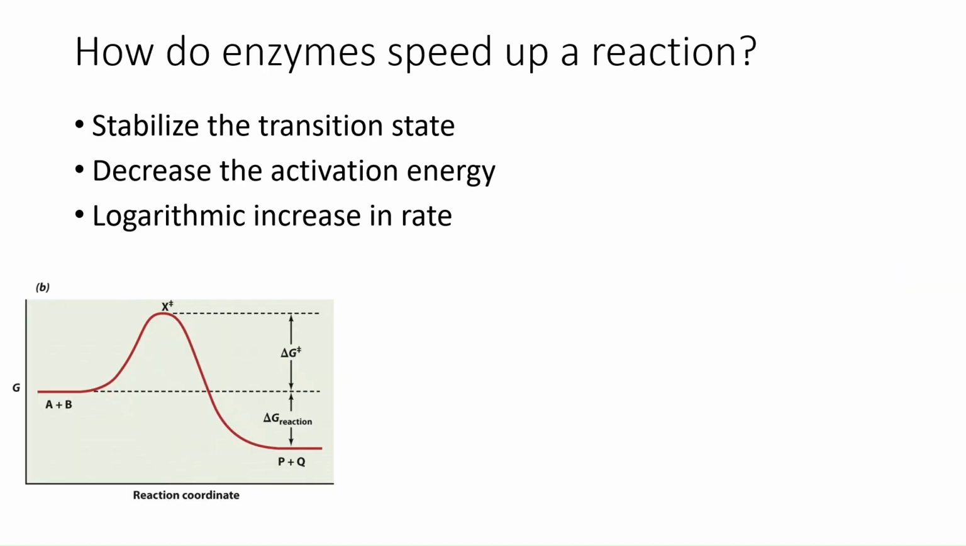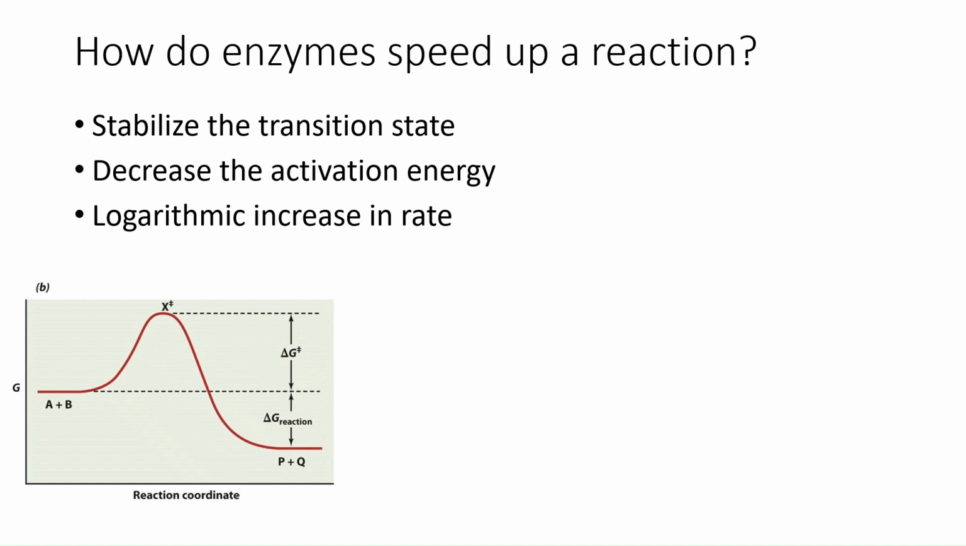So now that we know the types of reactions that enzymes can help catalyze, we should start thinking about how enzymes can actually help to speed up that reaction. What are they actually doing? Essentially what a lot of them are helping to do is to stabilize the transition state. And by stabilizing the transition state, this ultimately helps to decrease the activation energy, which results overall in this logarithmic increase in the rate of the reaction.